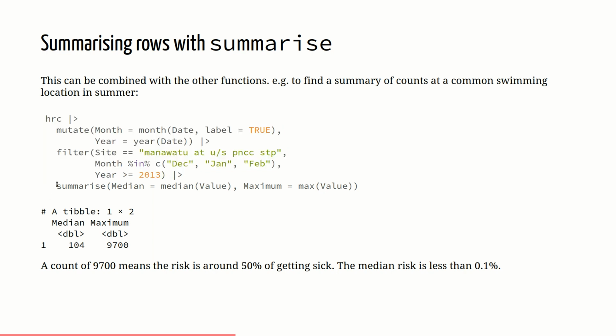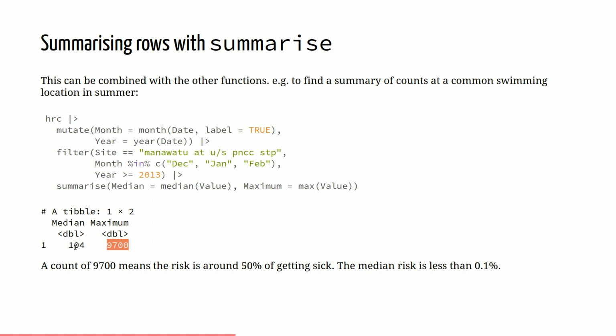And then we're going to summarise those counts to find the median, right, which is a measure of centre, and the maximum, which is kind of the highest risk, if you like. And we see that the median is 104, that's quite low for E. coli, and the maximum is 9,700, which is quite high for E. coli. So it turns out that an E. coli reading of 9,700 is equivalent to a risk of around about 50% of getting sick if you swam in that river for an hour or so.